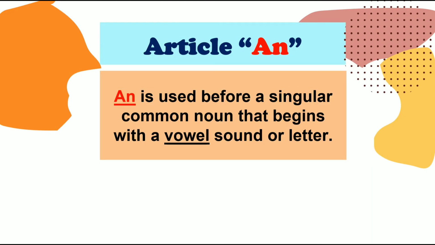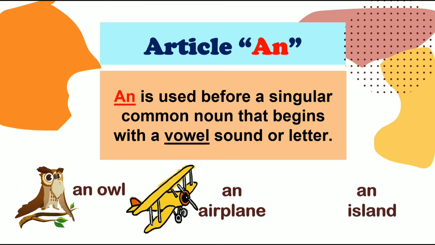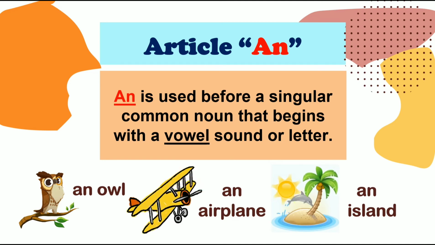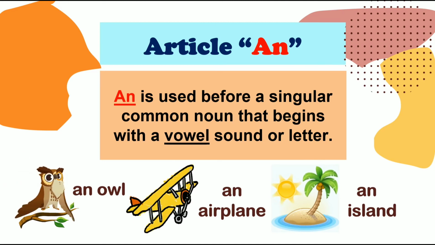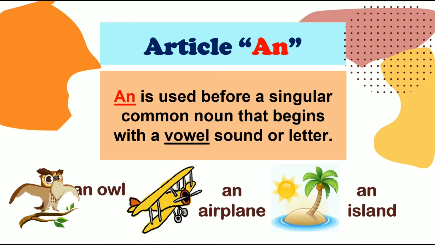Now let's talk about the article an. An is used before a singular common noun that this time begins with a vowel sound or letter. Vowel letters that are A, E, I, O, and U. Examples: an owl, an airplane, an island. Now, looking at all these examples, you see that each noun begins with a vowel letter. So you use an again when a noun begins with a vowel sound or letter.